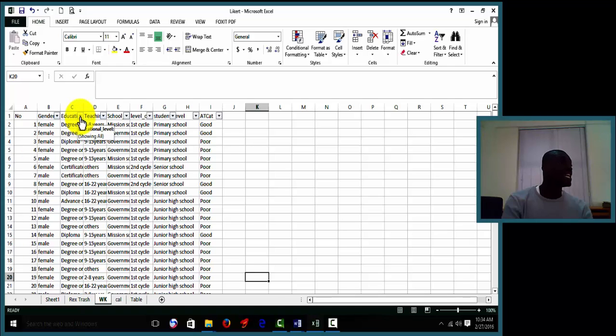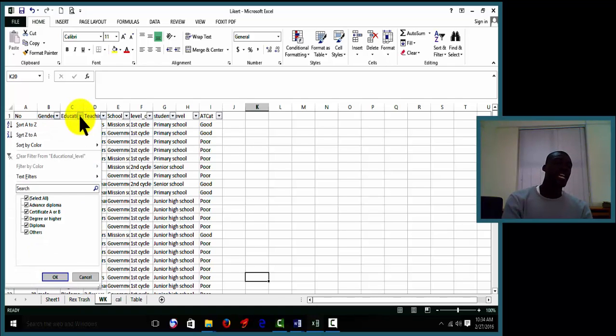We now move on to education. So we'll start with the teachers' education. These are the classifications of education that we have. We have diplomates, advanced diplomates, certificates, and then degree or higher. But we will use the policy that every diploma is a diploma, whether advanced or ordinary.